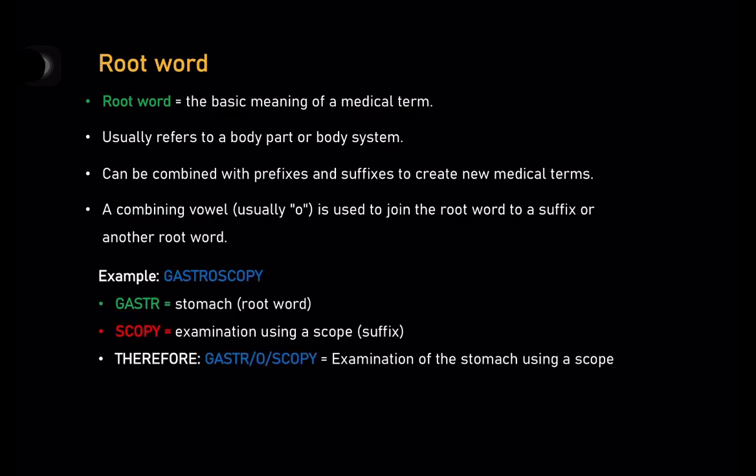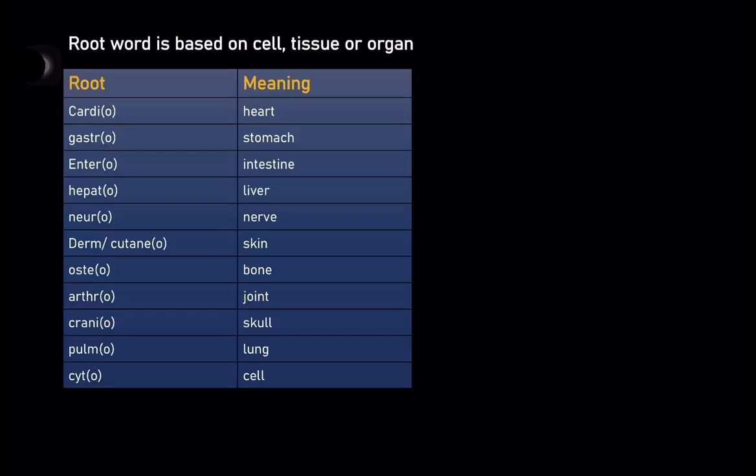Let's look at an example. We have this example, gastroscopy. Gast refers to stomach. Scopy refers to examination using a scope. And therefore scopy, since it's coming at the end, is the suffix. Gastro is the root word because it's talking about a body part, the stomach. And we relate this with a vowel, which is usually O. So gastroscopy is simply examination of the stomach using a scope. I hope this is easy.